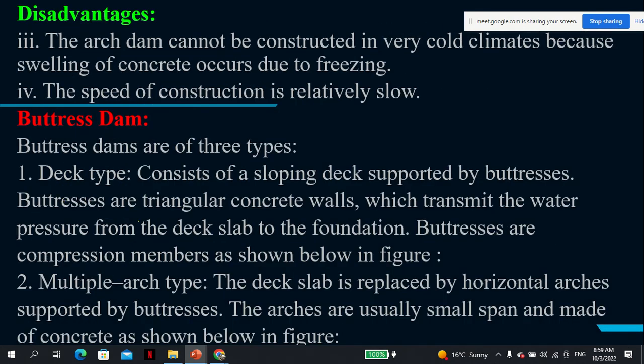Now, the arch dam cannot be constructed in very cold climates because of the swelling of concrete that occurs due to freezing. Because of the complications, of course, because you need skill and complicated formwork, the speed of construction is relatively slow.